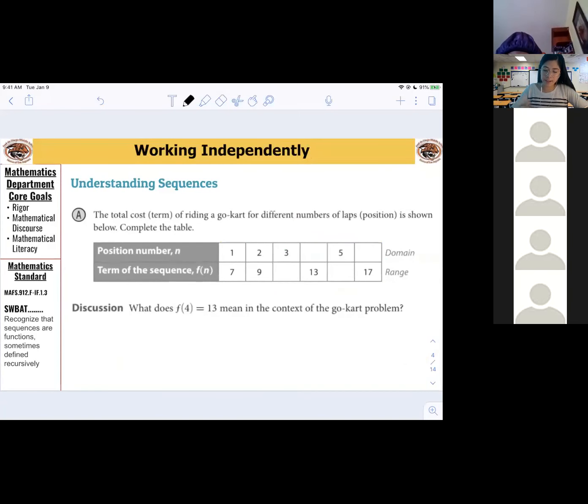Okay, so this is the same exact chart. We're not copying anything new. 7, 9, 11, 15. Okay, same chart, just a different problem. Can I have a volunteer read after discussion? What does f of 4 equals 13 mean in the context of the go-kart problem? Cool. So a lot of times you're going to have real world examples, kind of like we did yesterday. So in this real world example, can anyone tell me what this statement means using words? What does it mean when I say f of 4 equals 13?